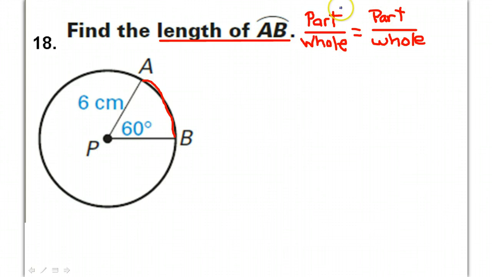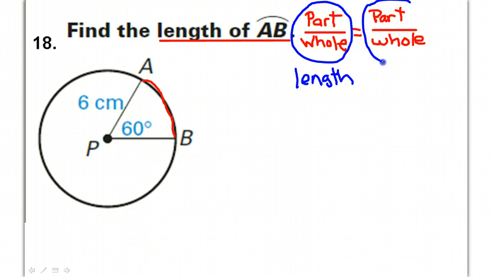Okay? On the left side, this part over whole is partial length. It's partial length over the whole length. In other words, it's going to be the arc length over the whole circumference. And on this side, when I'm talking about part over whole, we are talking about degrees.